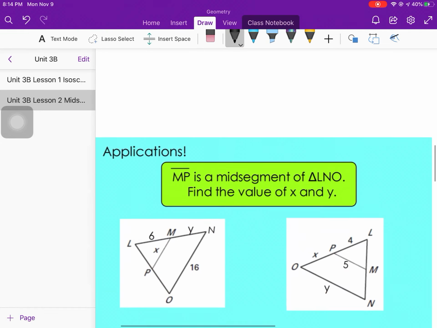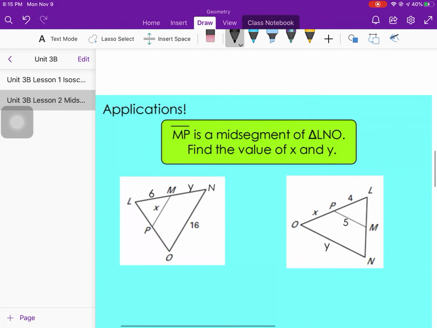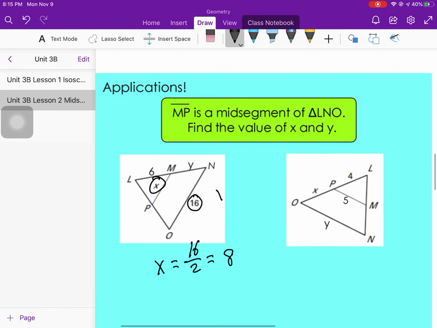Okay, so now let's actually apply how we use that. So MP is a midsegment of triangle LNO. So here we have MP. Notice MP is the midsegment relative to NO. So if NO is 16, this has to be half of 16. So if you take 16 divided by 2, we know that x would be, because this equals x, 8. So x equals 8. The other part is MN is y.